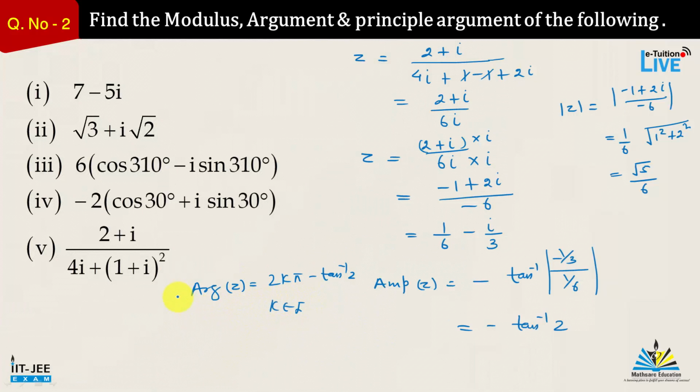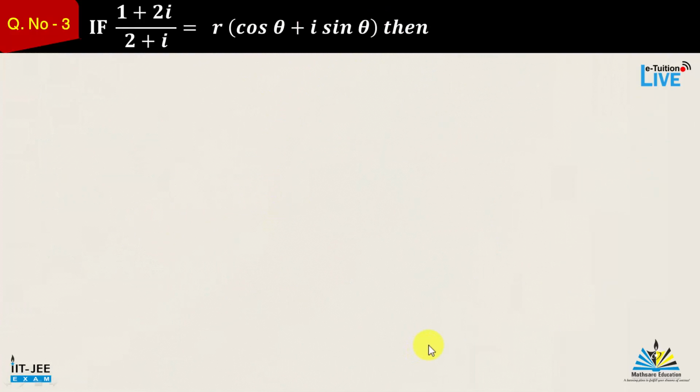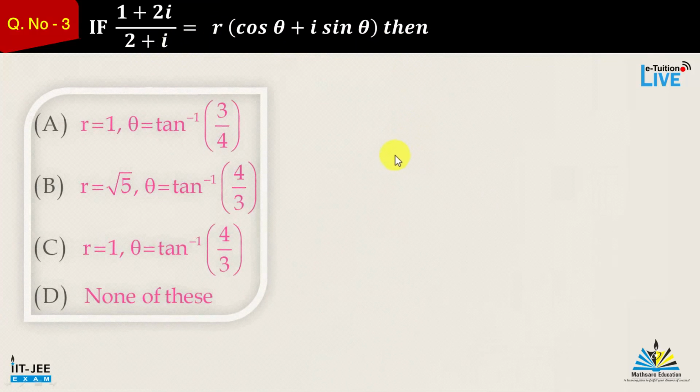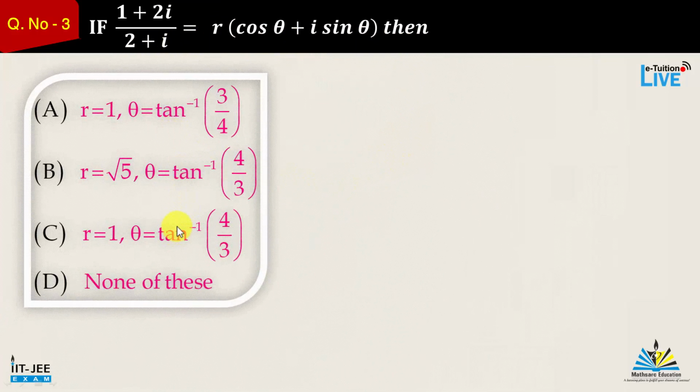So I hope in this example you have learned about modulus, argument and principal argument in various situations. Here is another question. If 1 plus 2i upon 2 plus i is equal to r times cos theta plus iota sin theta, then there are four options. You need to find the correct option.